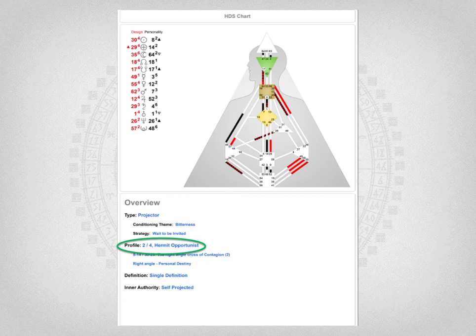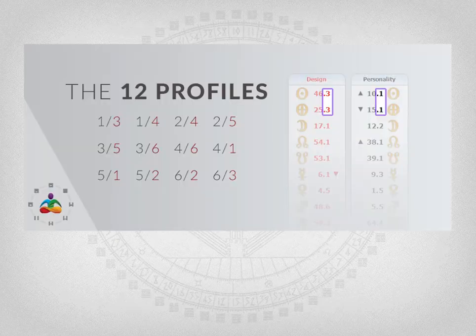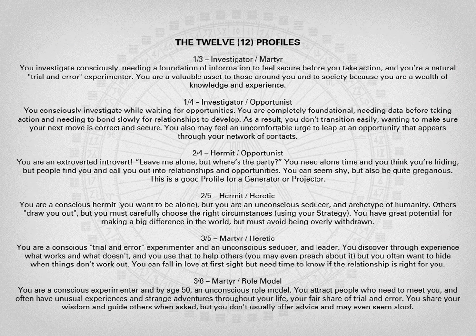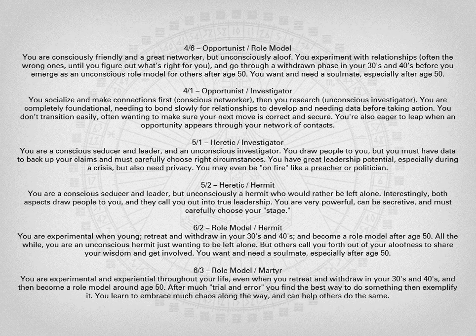Your profile reveals your character, the way you learn best, how you interact with others, and the way you experience your world and the people around you. There are 12 possible variations based on 6 lines. And the next 2 slides are for your reference, for when you look at your own chart. I won't go through them all now, but there'll be a copy of this in the PDF attached to the presentation.